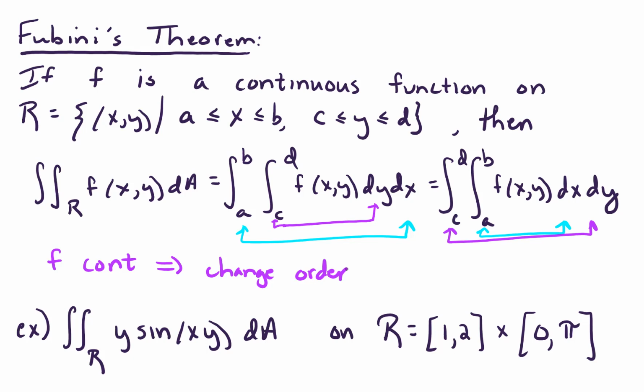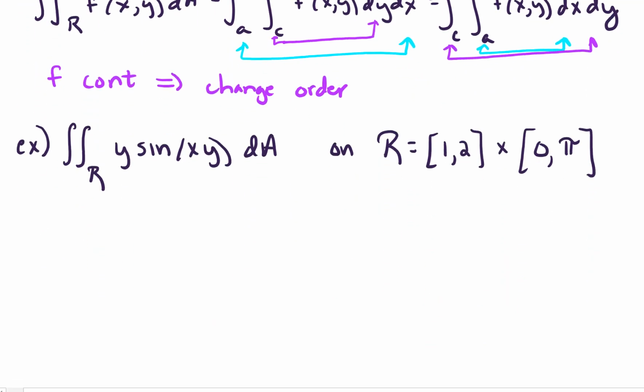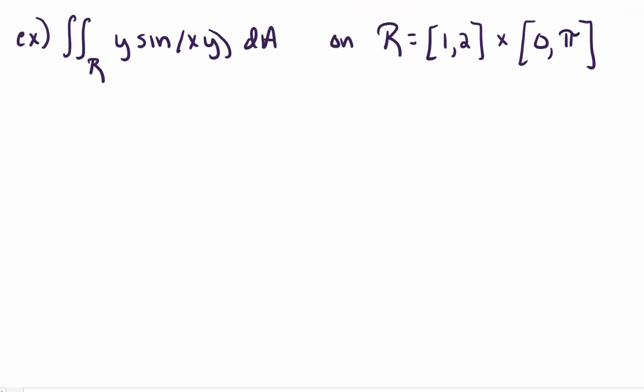So that's a really good theorem to keep in mind, because sometimes we get an integral and one way might be really hard and one way might be really easy. So let's take a look at the example given by the double integral over R of y times sine of xy dA, and R is the rectangular region where x goes from 1 to 2 and y goes from 0 to pi.